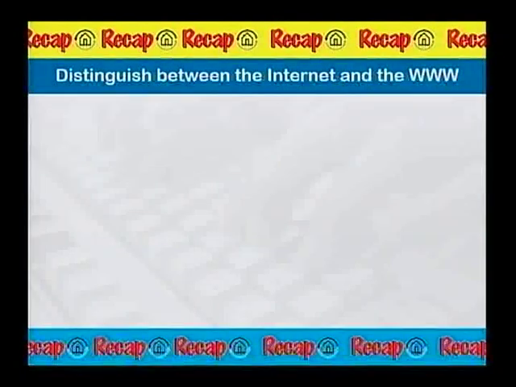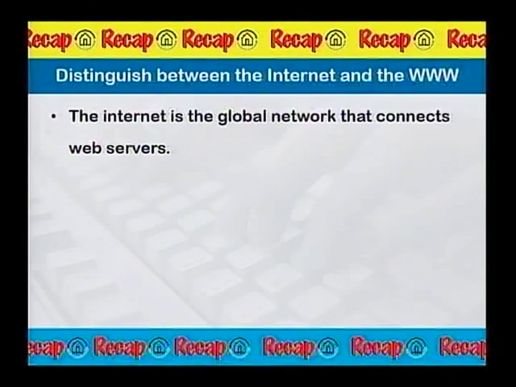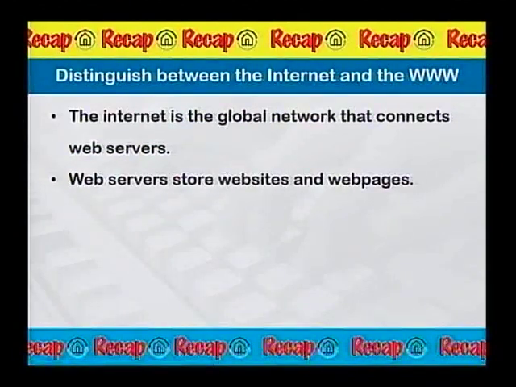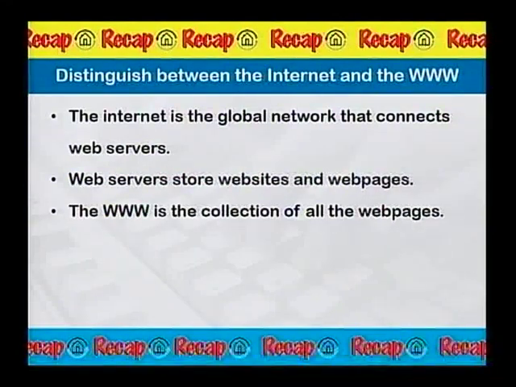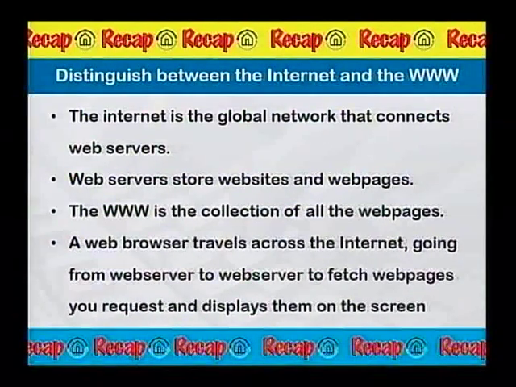Distinguish between the internet and the WWW. The internet is a global network that connects web servers. Web servers store websites and web pages. The WWW is a collection of all the web pages. A web browser travels across the internet, going from web server to web server to fetch web pages you request and display them on the screen.